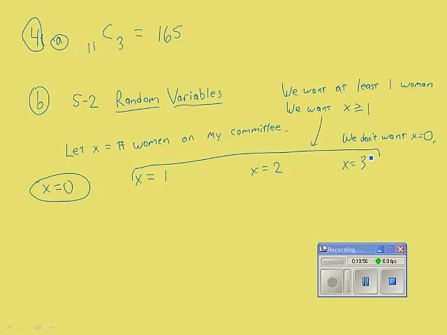So instead of figuring out all the ways of having 1 woman, all the ways of having 2 women, and all the ways of having 3 women, probably the easiest way to do this is to figure out how many committees would have no women, would just be men. And I claim that's an easier problem. The reason I claim that's an easier problem is because I know how many men there are. How many men are there? 6. And how many men am I going to choose?